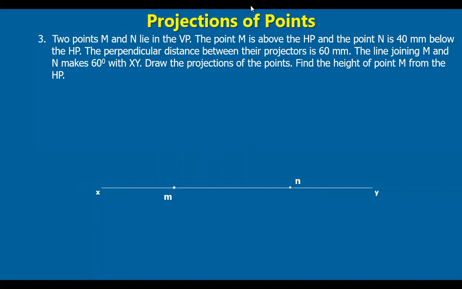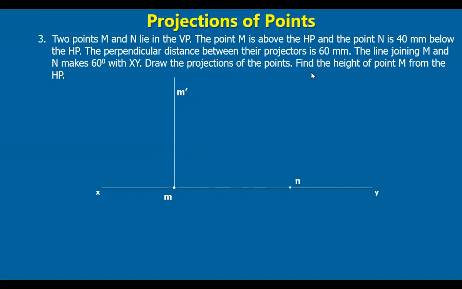The point M is above HP. So if you draw a projector here, the point M above HP means in the front view, we see it above the horizontal plane. So somewhere here on this projector, the point M front view, that is M dash, is lying. Where exactly, we don't know. The position is not given. Just that it is above the reference line.